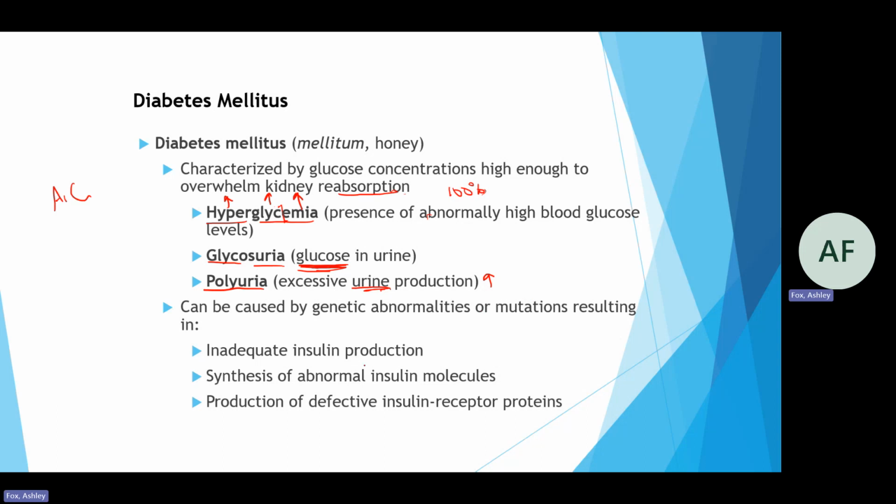It can be caused by genetic issues or mutations. It's not very common for this to happen, but it can, where you don't make enough insulin by the pancreas. They're weird insulin molecules, so they can't fit with the receptors because they're abnormally shaped. Or the receptors are messed up. So either the insulin molecules are messed up or the receptors. And that's genetic causes.